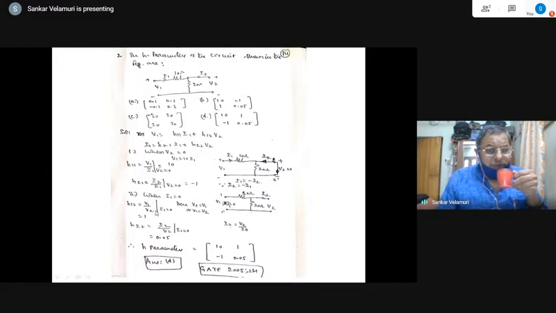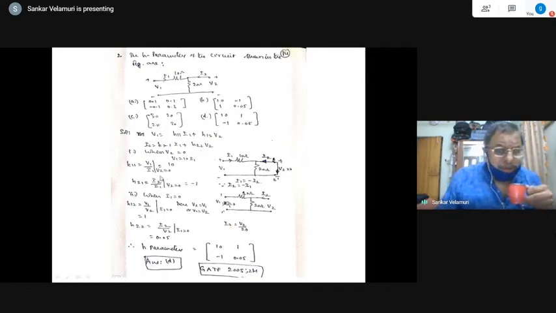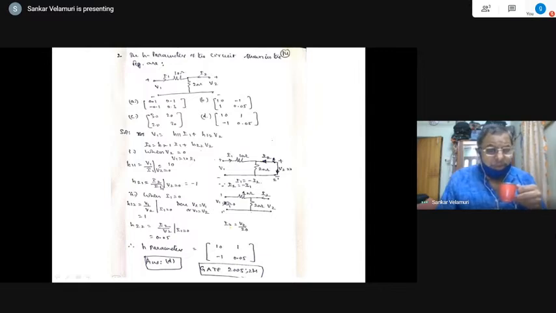So V1 by V2 is the same as I2 by I1 with a minus sign. But the terminal conditions are different. You cannot equate them directly. Okay. So with respect to the parameters, because it is a ratio, we can equate them. So H21 is equal to -1, but therefore H12 is equal to minus of H21.